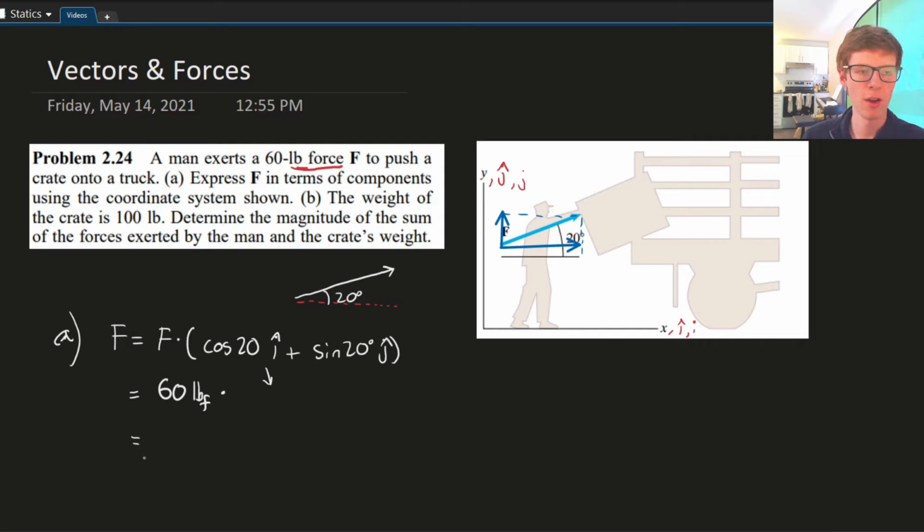So the numbers we get are going to be 56.38 i hat plus 20.52 j hat. This is going to be F, and I'm going to add a little arrow over it to signify that it's a vector. They do that by making it bold. It's hard to bold things with print, or with writing, so I'm just going to make an arrow over it. All right, so that's part one.